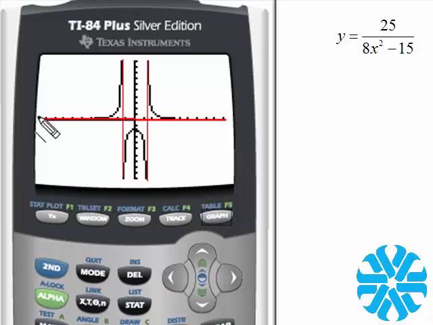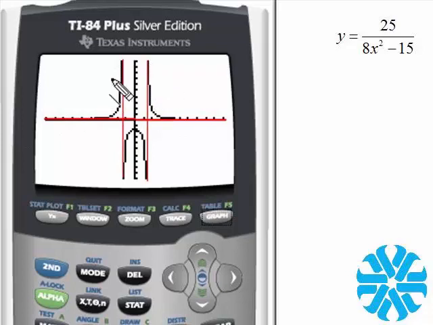Now, as we approach the first vertical asymptote from the left, you can see that this curve goes up and approaches this vertical asymptote. It's rising and it's getting close to it. And the same thing is happening over here, in this part of the curve. If we're approaching the vertical asymptote from the right, this curve goes up and it gets closer and closer to that vertical asymptote.